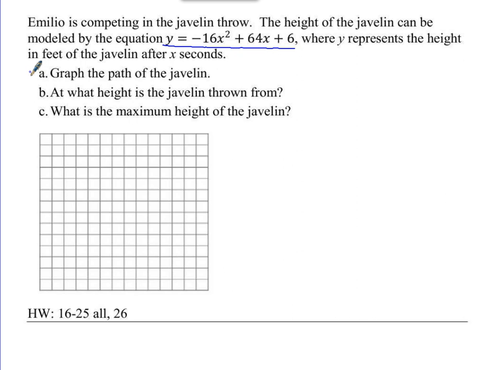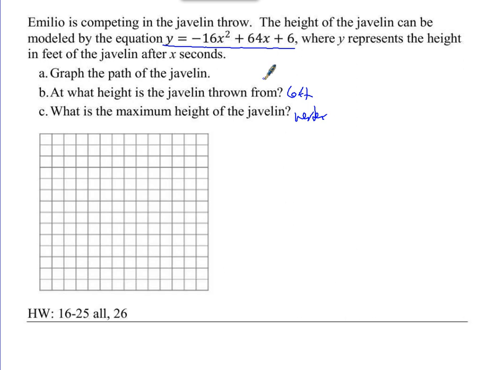We're about to do that. At what height is the javelin thrown from? We already know that. What is it? 6 feet. There's a reason those numbers are there. And what is the maximum height of the javelin? What are we going to be using there? What do we need to find? That's the vertex. Okay, so we'll do that, but it's nice to know what it is that we're looking for before we get started. Graph the path of the javelin.